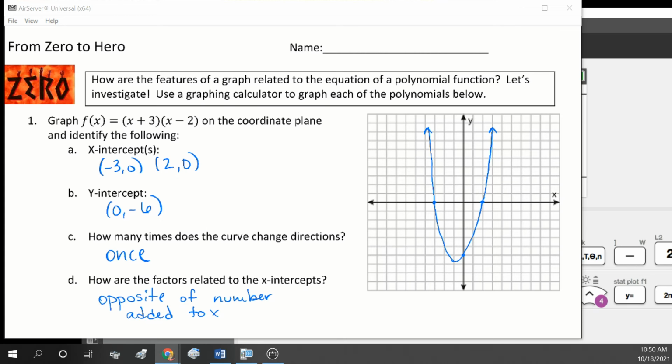All right, so this first one, you end up with those x-intercepts and the y-intercept just from getting it from the calculator. And when it asks how many times did it change direction, that's like it's decreasing and it changes to increasing, or vice versa. So that's once. And then the factors are related, they're basically just kind of opposites.